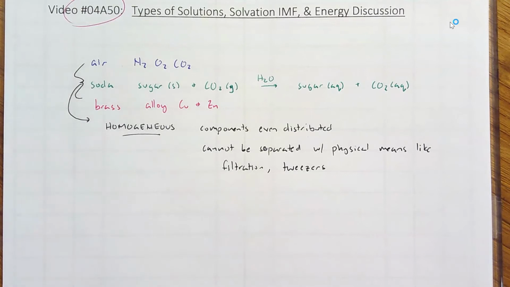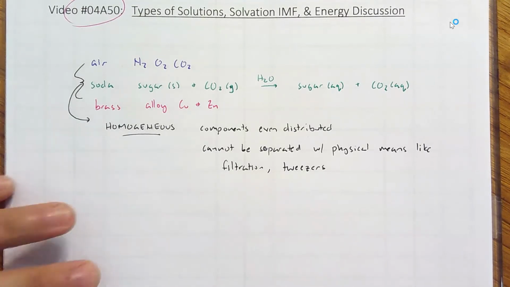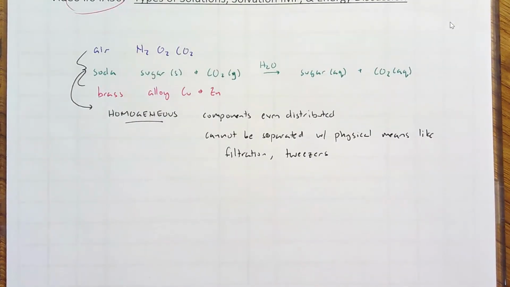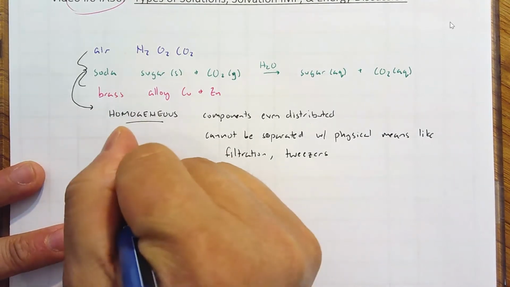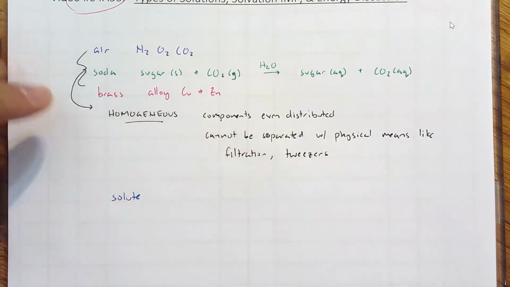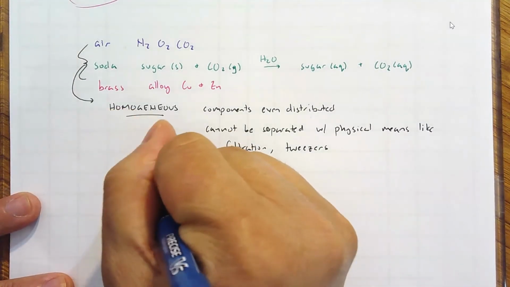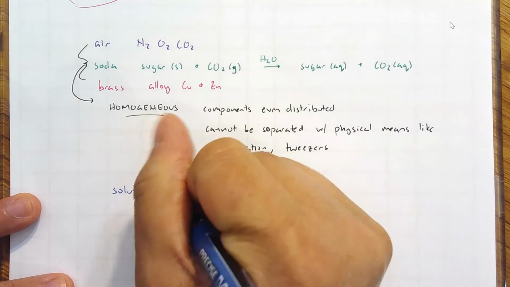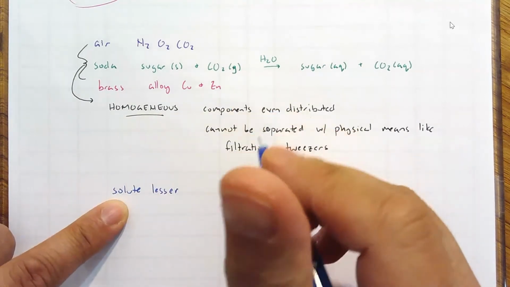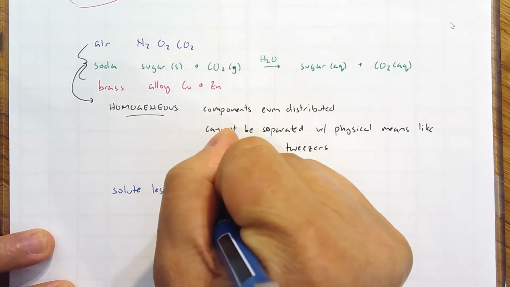Solute. Solute is the lesser component of a mixture. Solvent is the one that's greater. Now, here for soda, we have two solutes, sugar and carbon dioxide, and the solvent would be water. So solute is the lesser component.